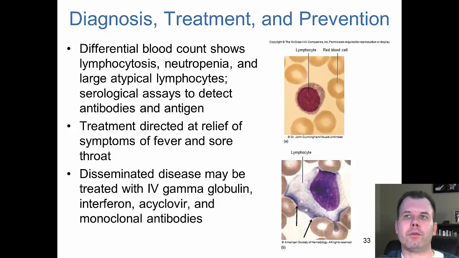Treatment is directed at relief of the symptoms of fever and sore throat, and again, long periods of rest. Getting your rest will help, but again, it just kind of overwhelms you because it affects the whole body. A disseminated disease may be treated with IV gamma globulin, interferon, acyclovir, or monoclonal antibodies, especially if you're in one of those severe cases where you have malignancy or other things going on that can really cause a lot of systemic disease.